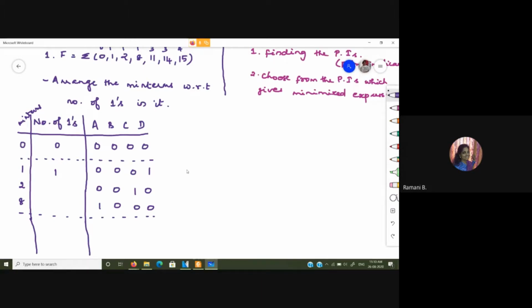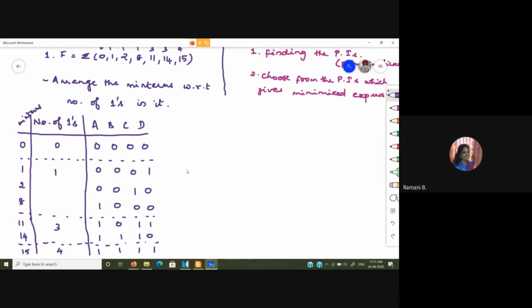With respect to 3 ones, we have the terms 11 and 14. And lastly, with 4 ones, we have the term 15. So for 11, we have 1 0 1 1, for 14 we have 1 1 1 0, and 15 is 1 1 1 1.